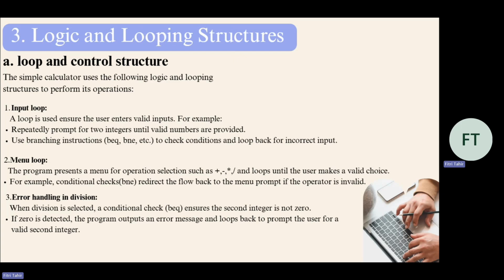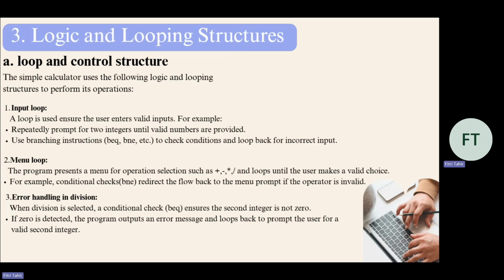And the next loop and control structure is the menu loop. The menu loop is where the program presents a menu for operation selection such as addition, minus, multiplication, and division, and loops until the user makes a valid choice. For example, conditional checks redirect the flow back to the menu prompt if the operator is invalid.